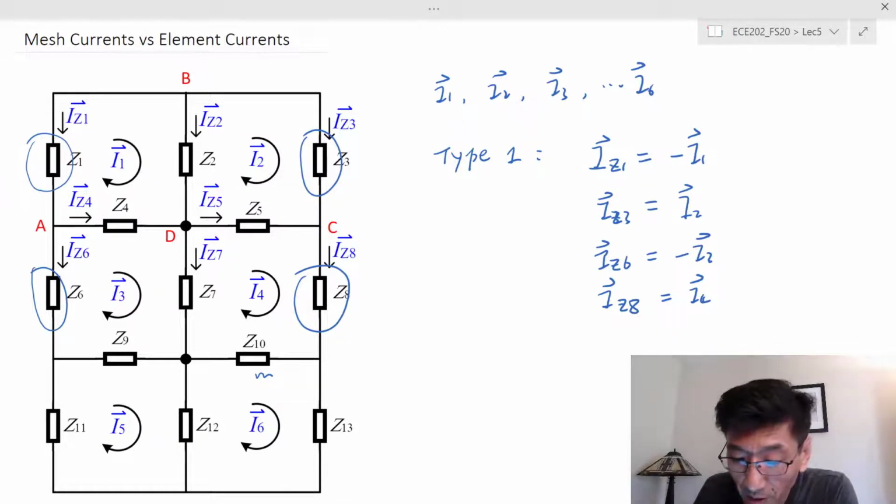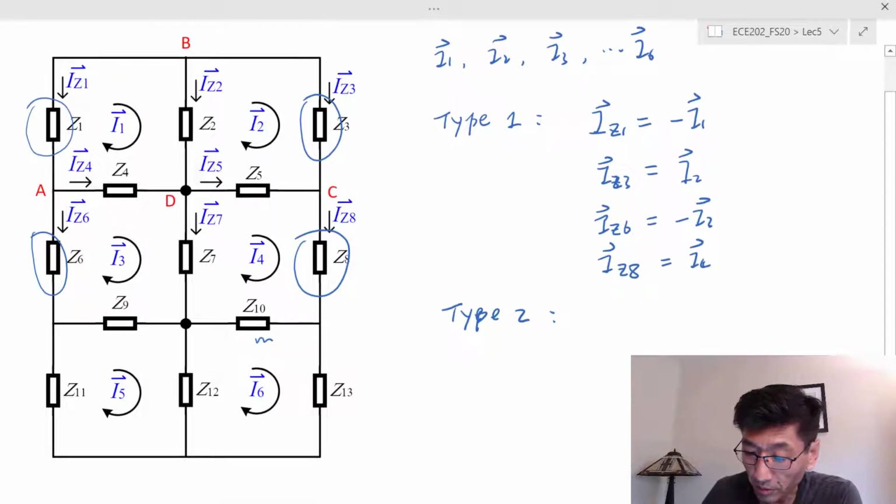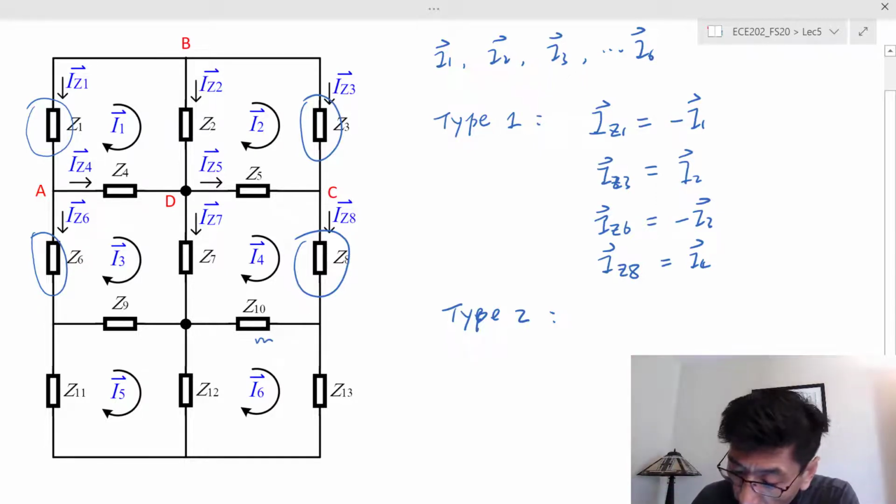Let's go a step further, called type 2. I normally don't go into this much detail, but I think it's worth it. In this case, these elements are shared by two meshes, but one end of the element is also connected to another node. Let's see the nodes A, B, C, very far outside of this circuit, right? So in this case, I sub Z4.